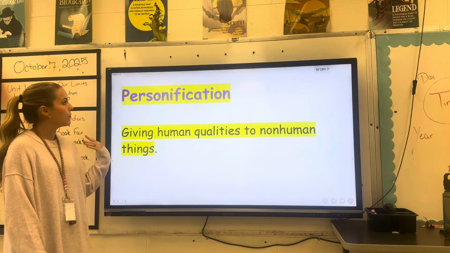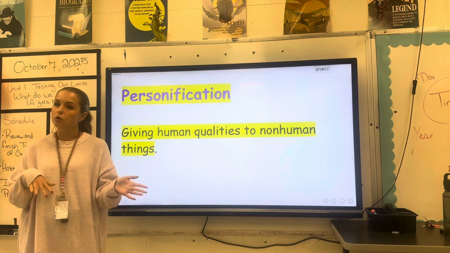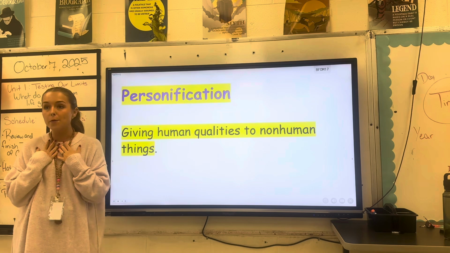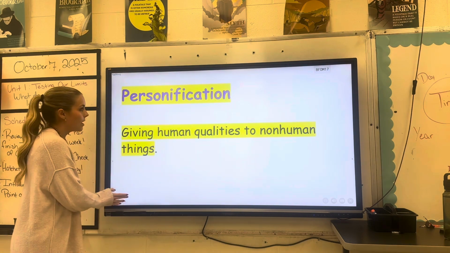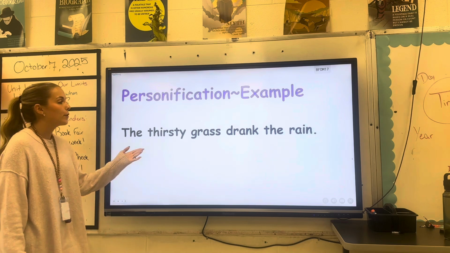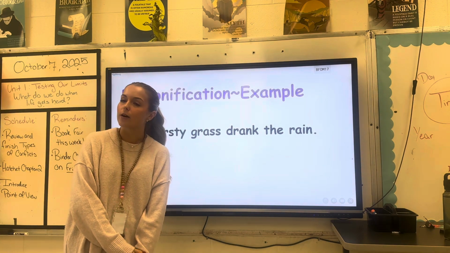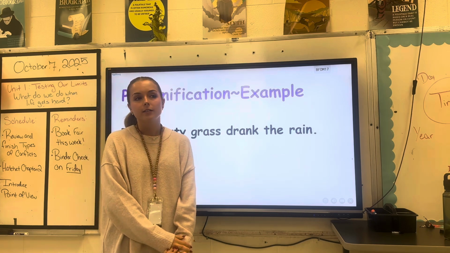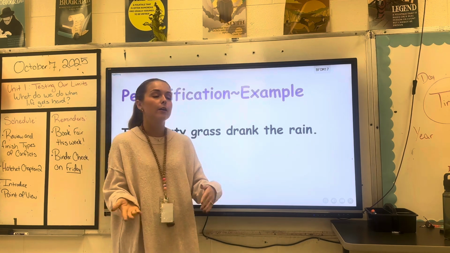And then we have personification, which means giving human qualities to non-human things. And how I remember what personification means, it has the word person in it. My example is, the thirsty grass drank the rain. Can grass really drink rainwater? No, but a human can, or a person can.